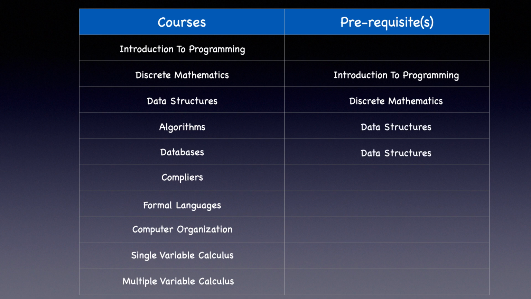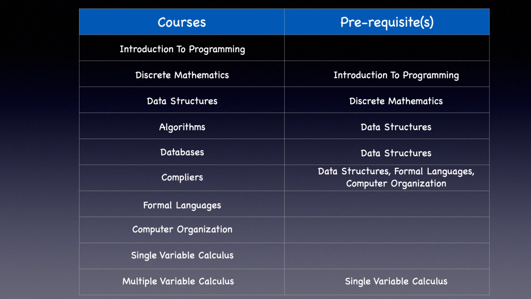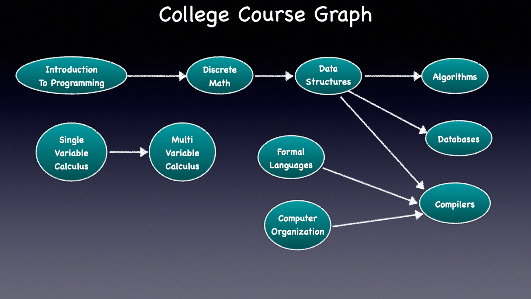The compiler course has three prerequisites: formal languages, computer organization, and data structures. Lastly, the multiple variable calculus course has a prerequisite, the single variable calculus course. As the next step, let's try to represent the courses and their prerequisites as a directed graph. What you see here is a directed acyclical graph, which is disconnected.